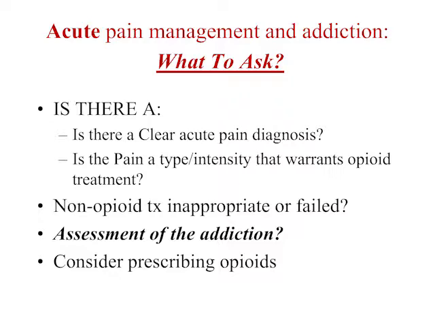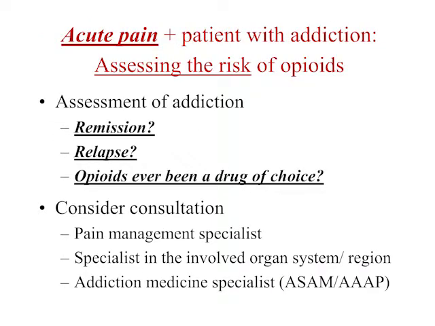The third question is, what's the assessment of the addiction? Because that lets you know whether a person is at some risk, moderate risk, or high risk, and then you consider prescribing the opioid. So how do you assess the addiction? My first question with addiction is, are they in remission or is it active addiction?